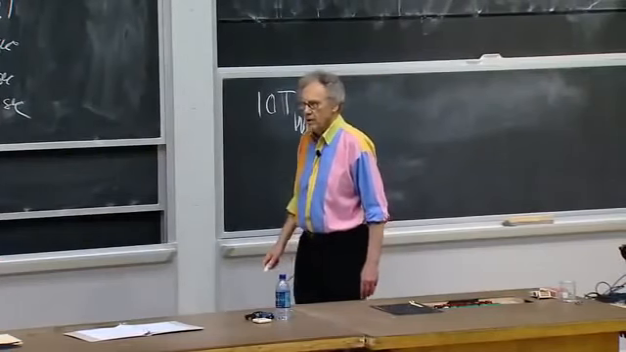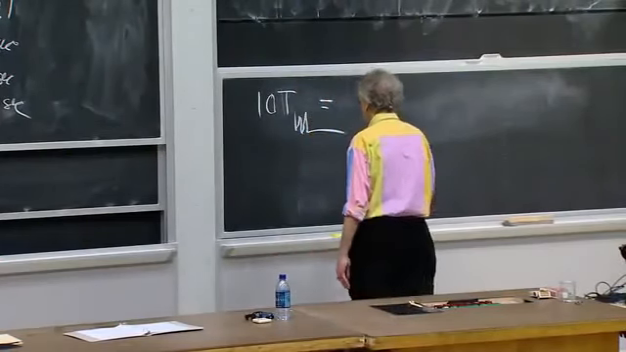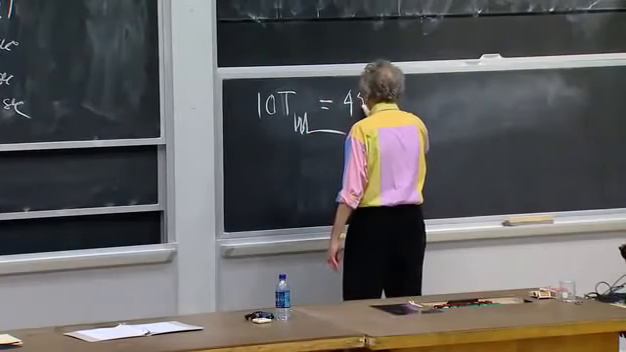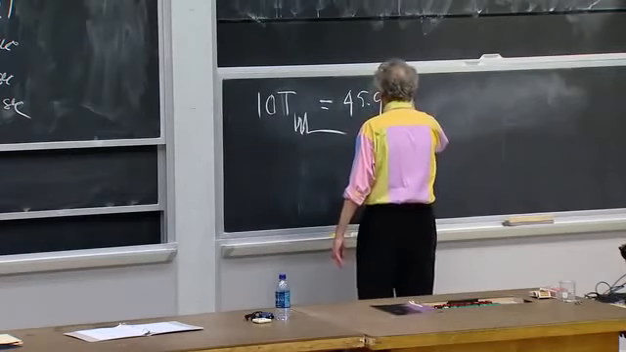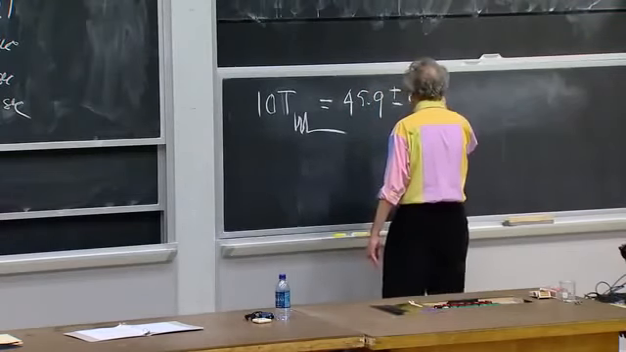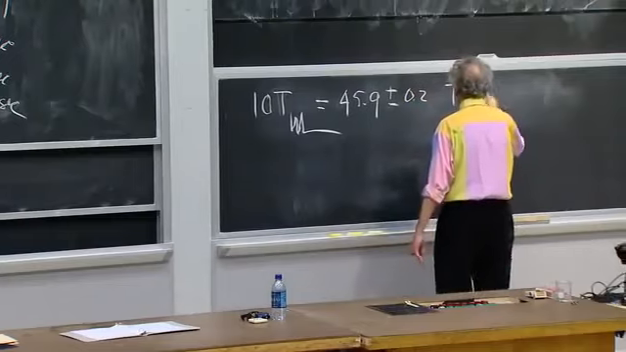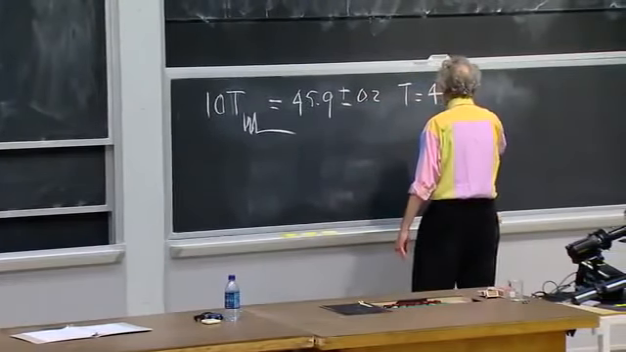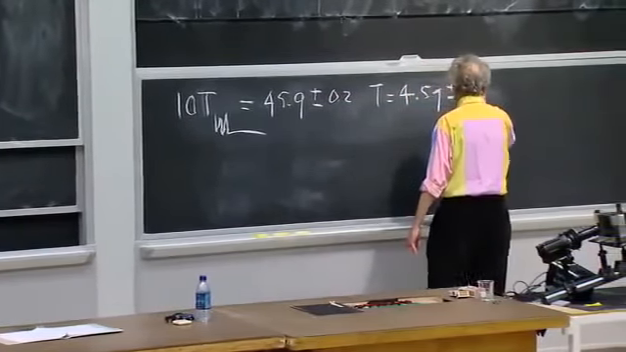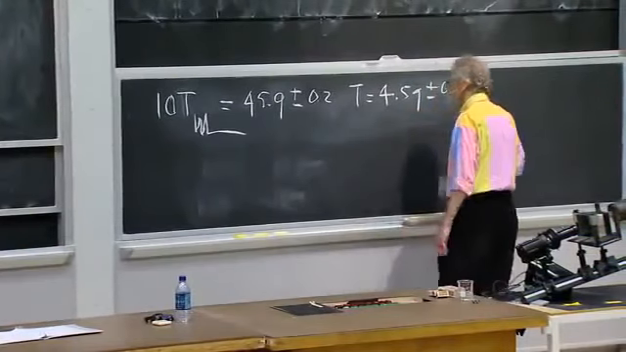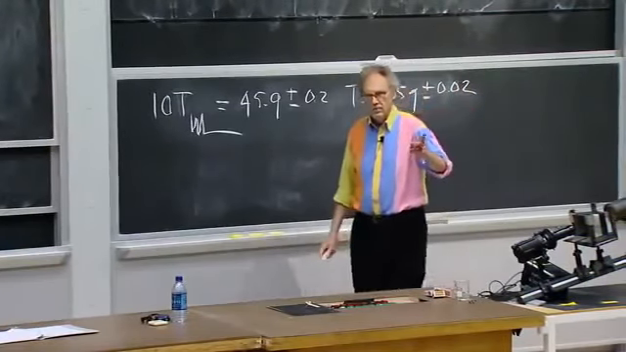What is it? 45.9 plus or minus 0.2. Period is 4.59 plus or minus 0.02. I told you, physics works.